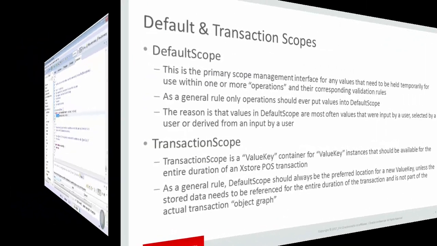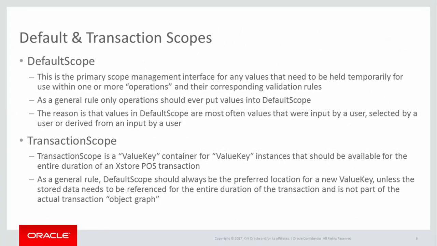All right, so moving on, we've been looking at this a little, but we'll go through a few more points on the default and transaction scopes. So the default scope is the primary scope management interface for any values that need to be held temporarily for use within one or more operations and their corresponding validation rules, which is pretty much what we just reviewed.